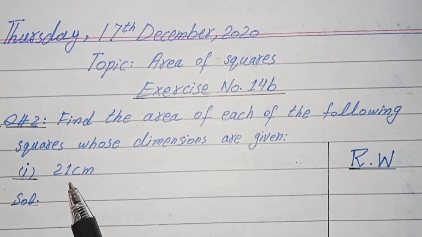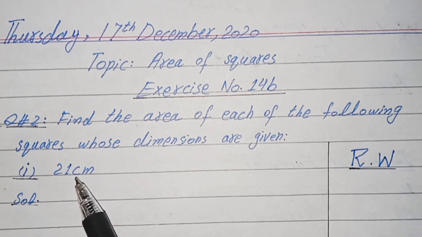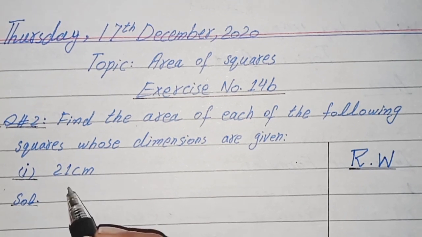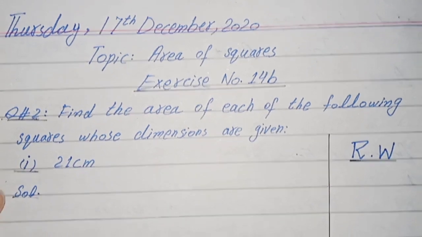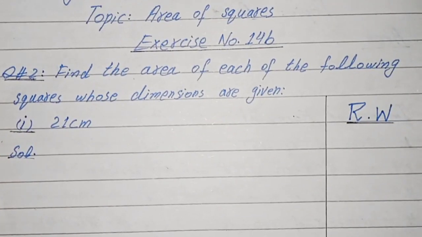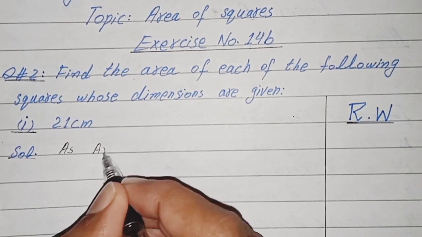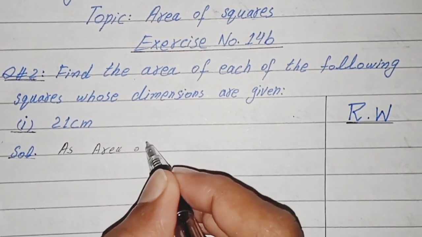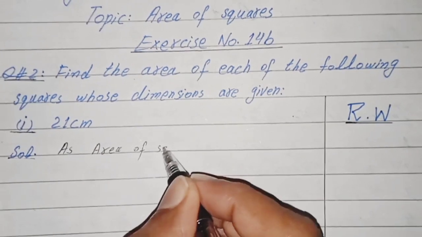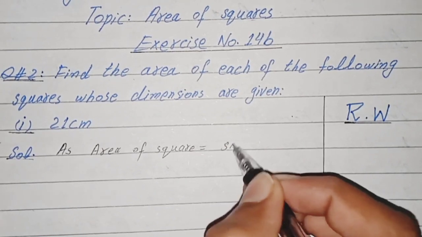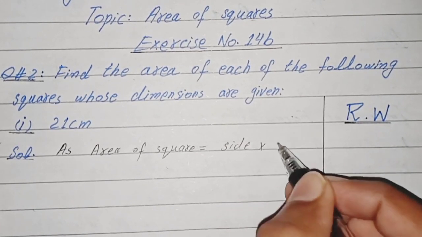So the first question is written as 21 centimeter. It means this is the length of one side, and we know that the length of all its sides is the same. So first of all we will write the formula of a square as: area of square is equal to side multiply side.